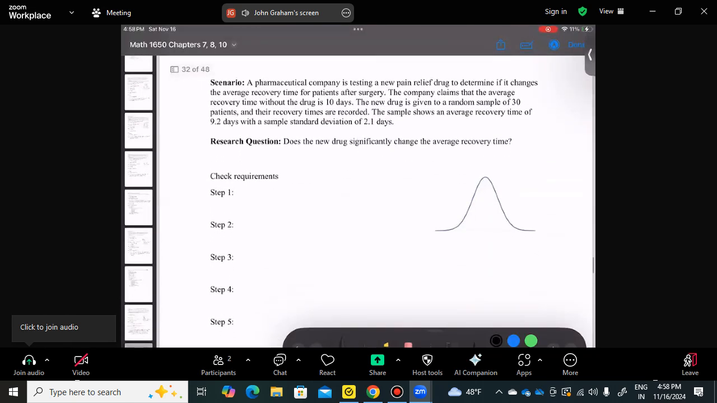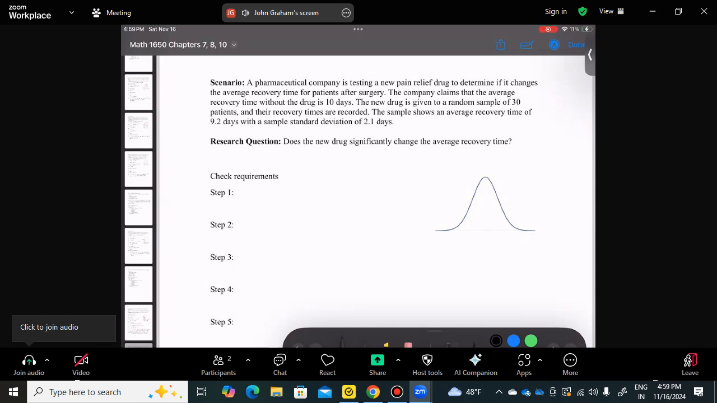Alright, let's look at another one. A pharmaceutical company is testing a new pain relief drug to determine if it changes the average recovery time for patients. The company claims that the average recovery time without the drug is 10 days. The new drug is given to a random sample of 30 patients, and the recovery times are recorded. The sample shows an average recovery time of 9.2 days with a sample standard deviation of 2.1. Does the new drug significantly change the average recovery time?